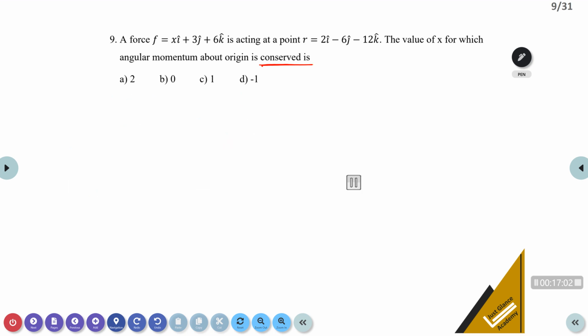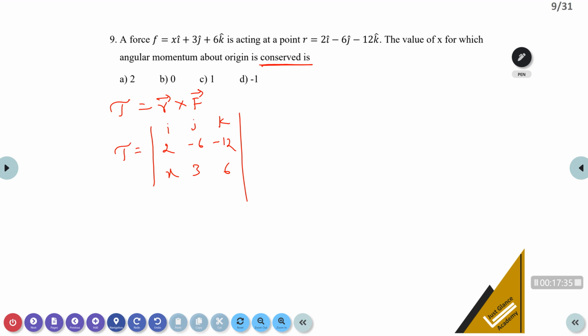Now I have to calculate torque equal to r cross F. We know this. This is equal to the determinant with i, j, k. The r values are 2, minus 6, minus 12. The F values are x, 3, 6. Now this must be equal to 0 actually. This is torque.